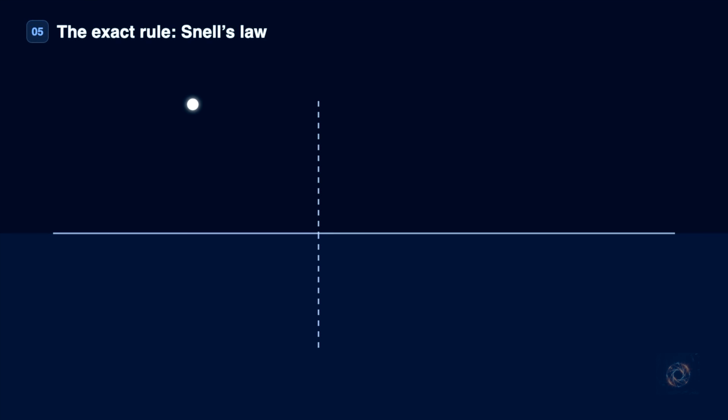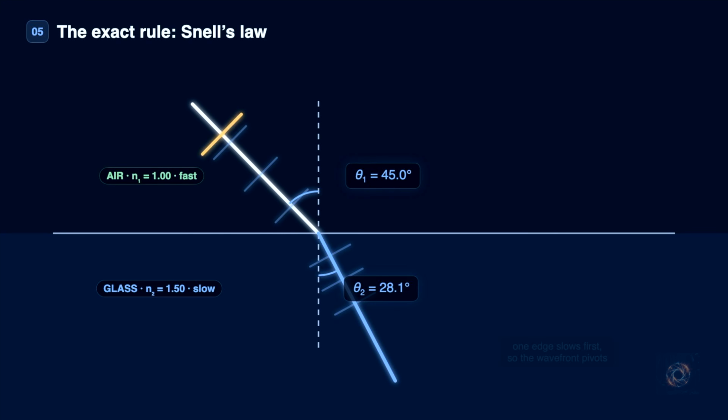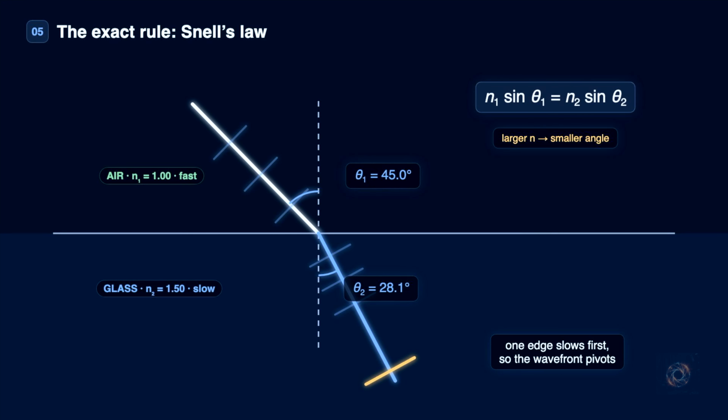But where do those sine terms actually come from? Picture the light as a marching wavefront. When it meets the boundary at an angle, one edge reaches the slower medium first and falls behind. So the whole wavefront swings around, and the ray bends toward the normal. That geometry is exactly what gives us Snell's law. n1 sine theta 1 equals n2 sine theta 2.